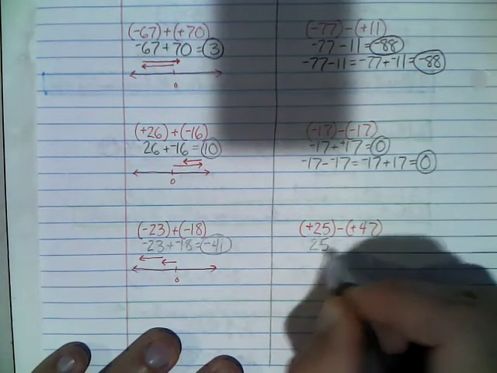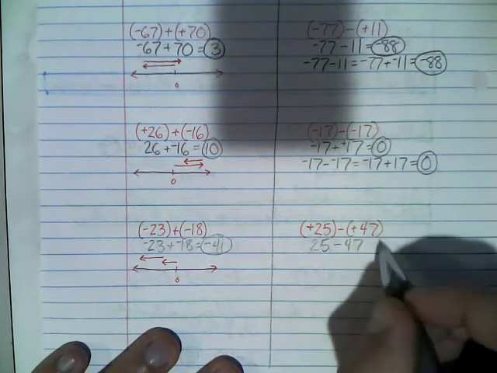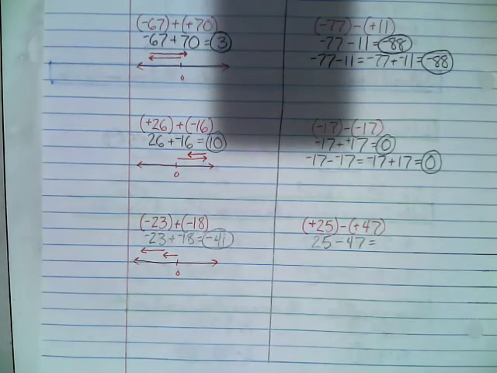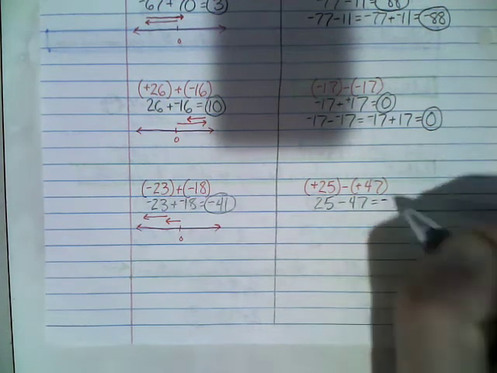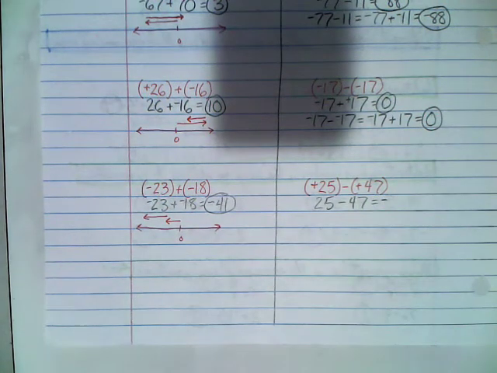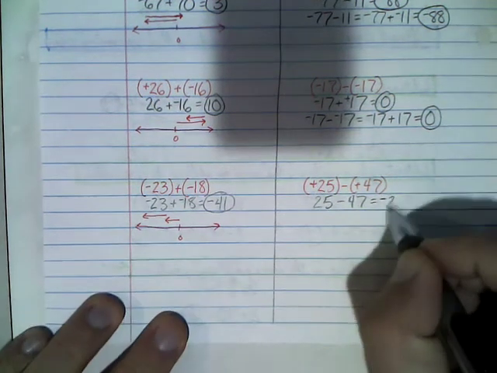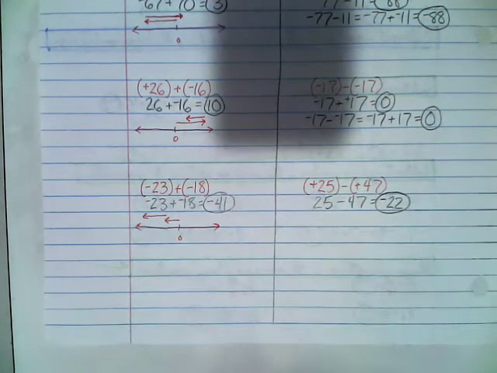So 25 minus 47. If this was something we were thinking about in algebra, I would just look at this as a positive 25 and a negative 47. If I go 25 steps to the right and I come back to the left 47 steps, I'm going to pass 0, so we know this is going to be negative. Not only that, but since these are working opposite of each other, we know we're going to subtract. So 25 and 47, subtract those. 47 minus 25 is 22. So this will end up being a negative 22.